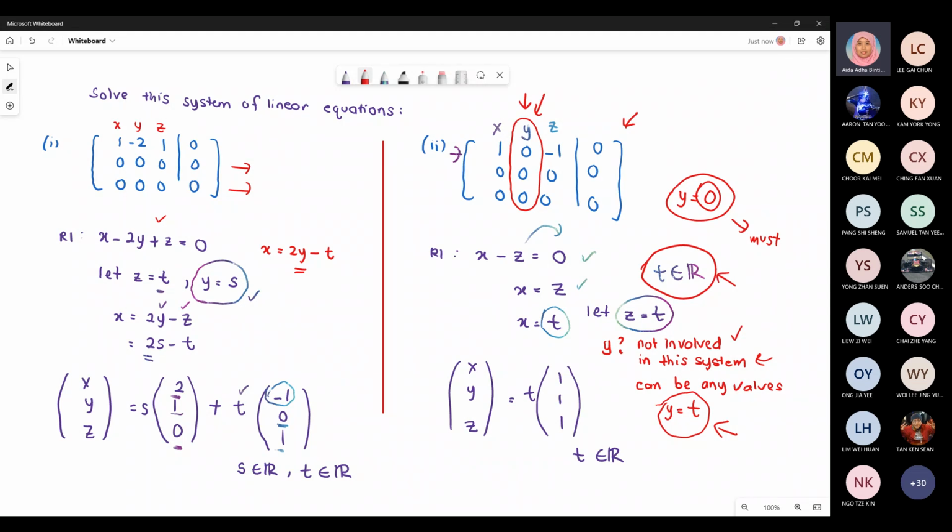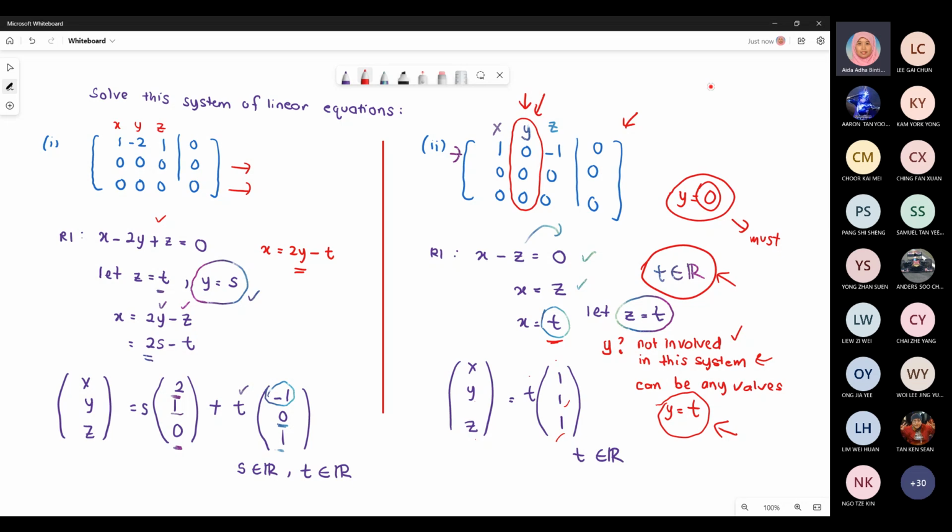So we can see here, your x is t multiplied with the 1. Your y here is also t multiplied with the 1. And z here is t multiplied with the 1 here. So this is the answer.